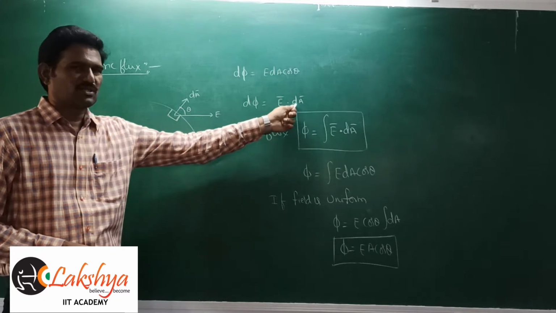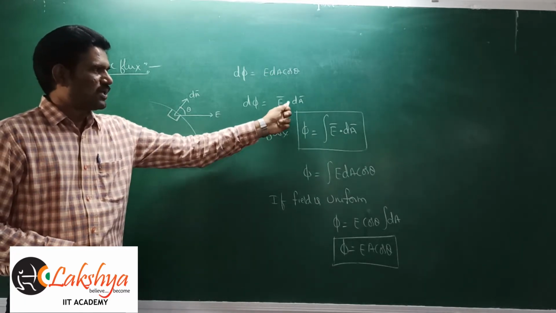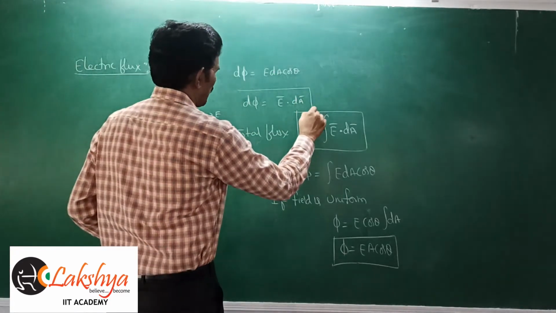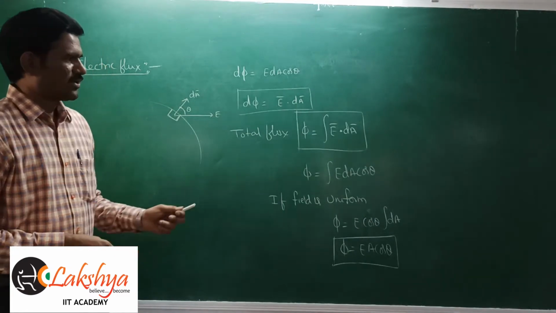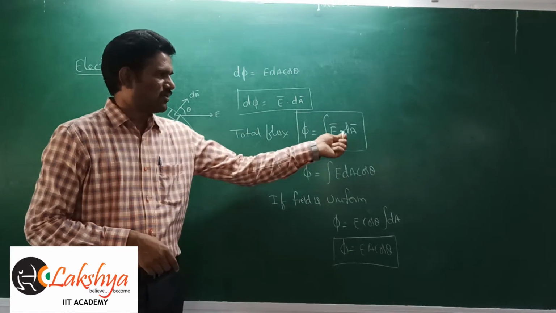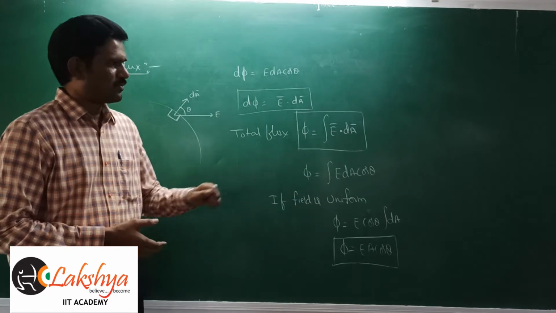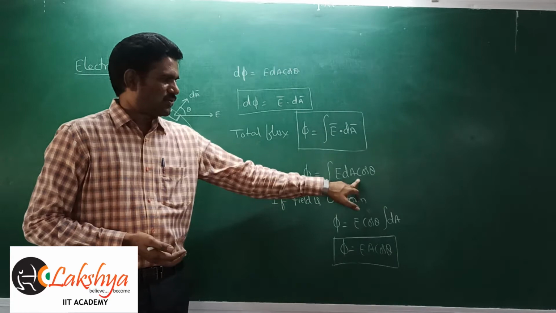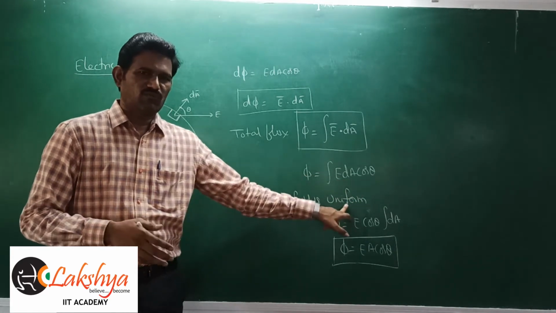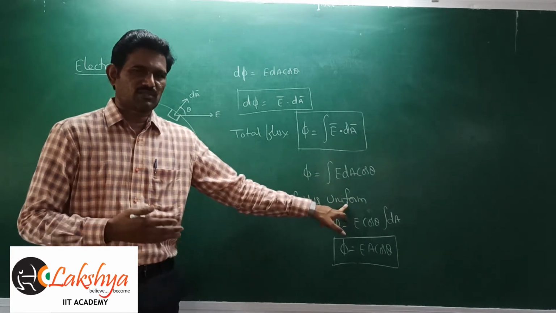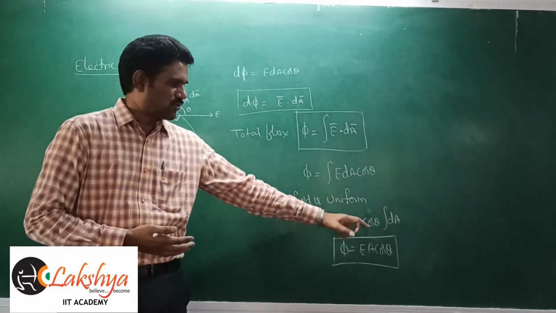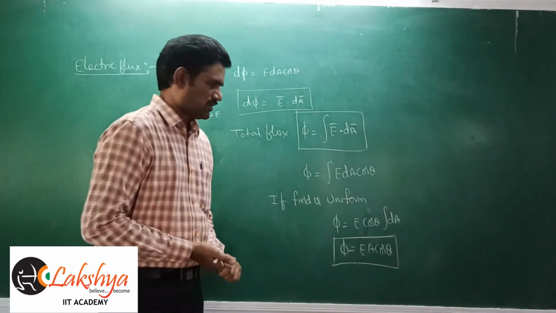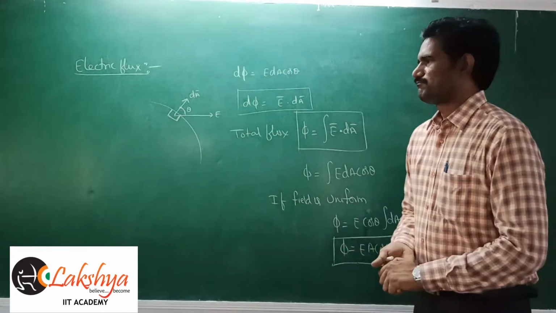So we can express this as a dot product: d phi is equal to E bar dot dA bar. The total flux is the sum of the flux passing through small areas, so integral of E dA cos theta. That is again the dot product E into dA into cos theta. If the field is uniform and the surface is a plane surface, then theta is constant, and E cos theta we write outside. Then integral of dA gives A, so E A cos theta.